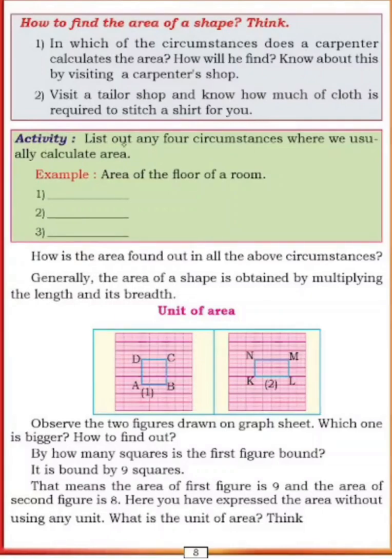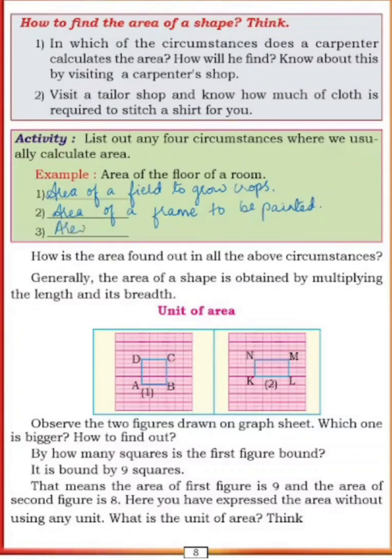Activity. List out any 4 circumstances where we usually calculate area. One example is given, area of the floor of a room. For your reference, the given examples are area of a field to grow crops, area of a frame to be painted, and lastly, area of a shape to be sketched. You can think of your own examples.